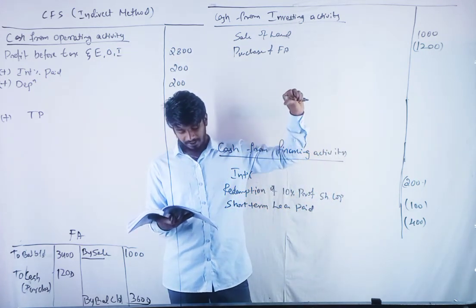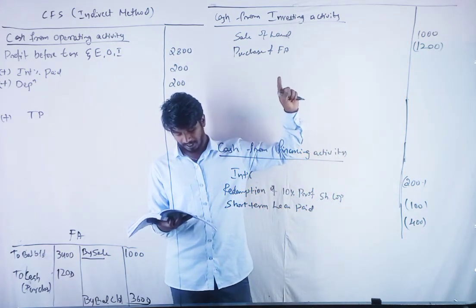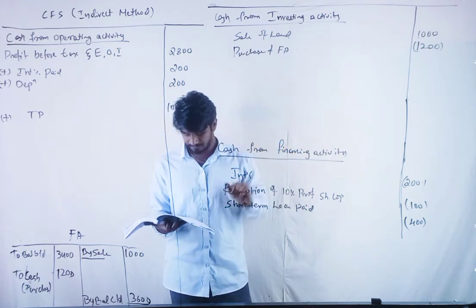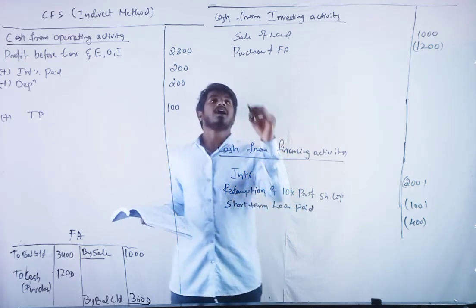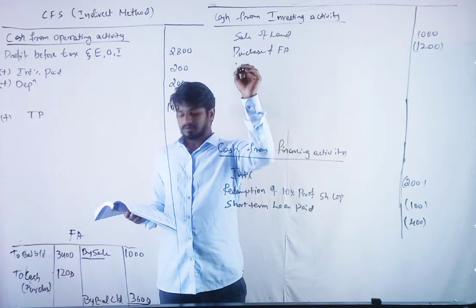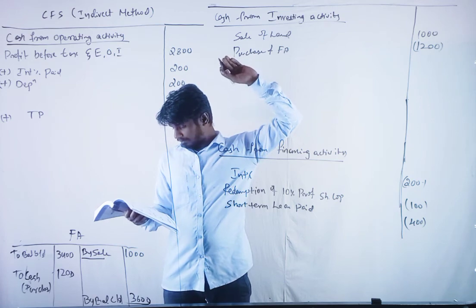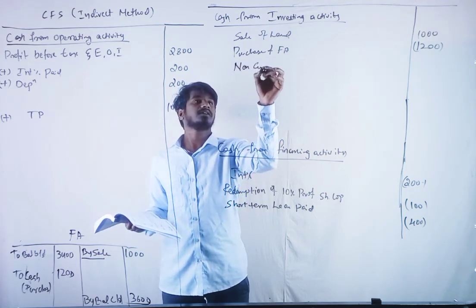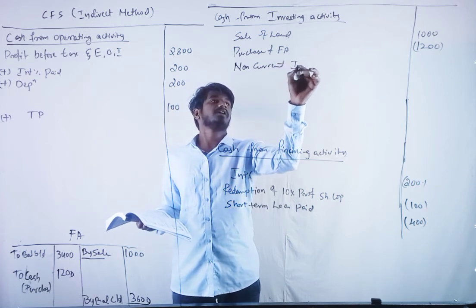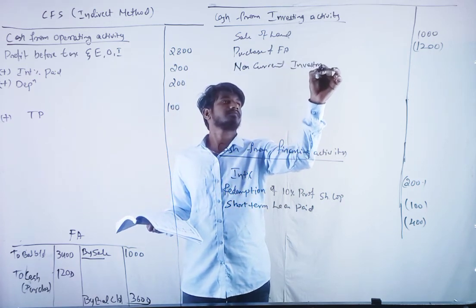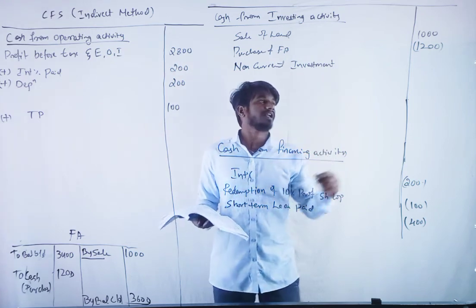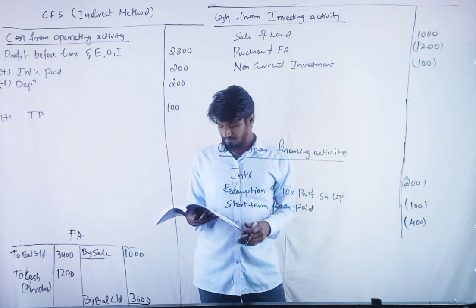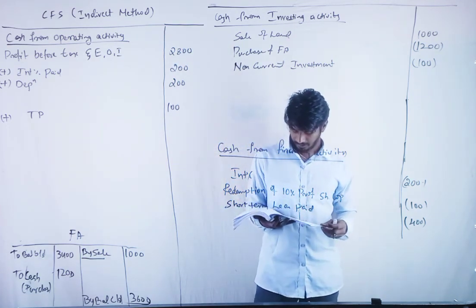Next, non-current investment. Opening 200, closing 300 means we have purchased some 100 rupees worth of investment. Cash may have gone out. What is it? Non-current investment, right? Cash may have gone out of the company. We'll minus that. Okay, fine.